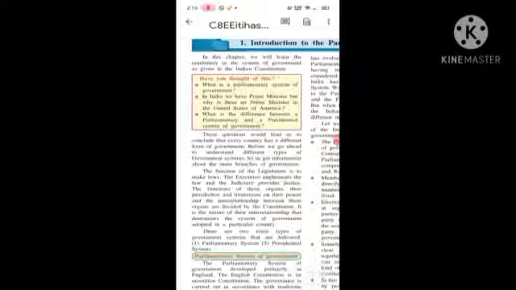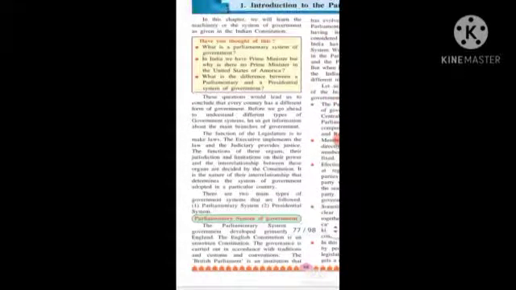As a result of that, another type of democracy has come into existence, and it is known as indirect democracy. In indirect democracy, there are two types of government system. One is the parliamentary system and another is the presidential system. So today we are going to discuss the parliamentary system of government.